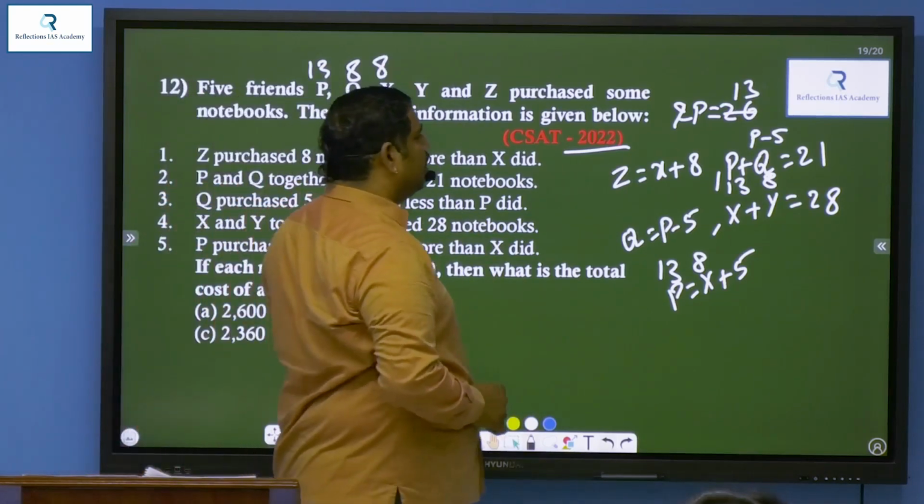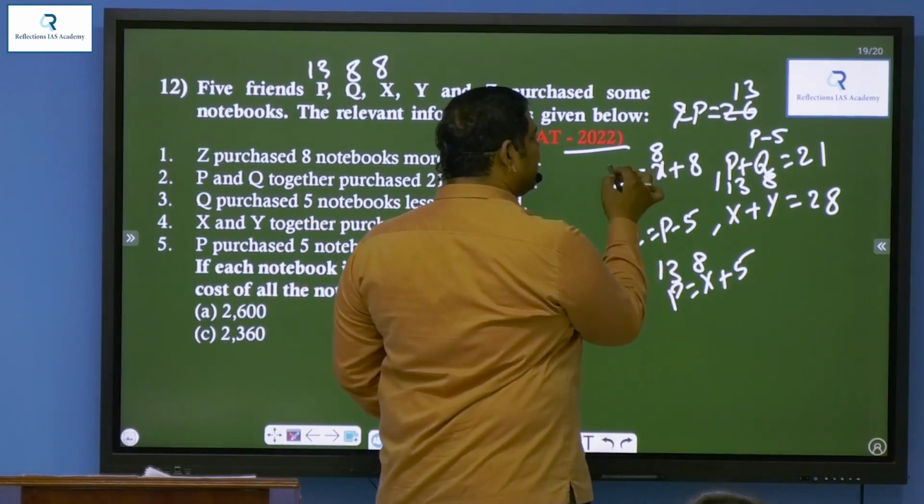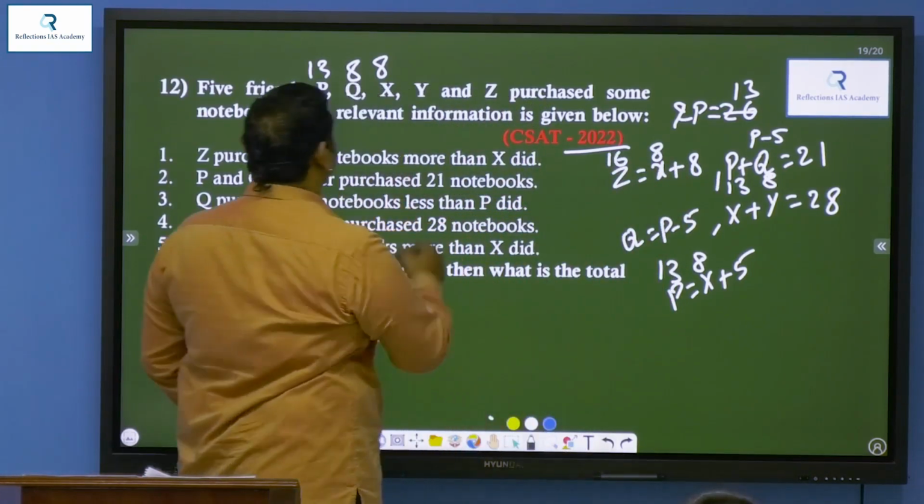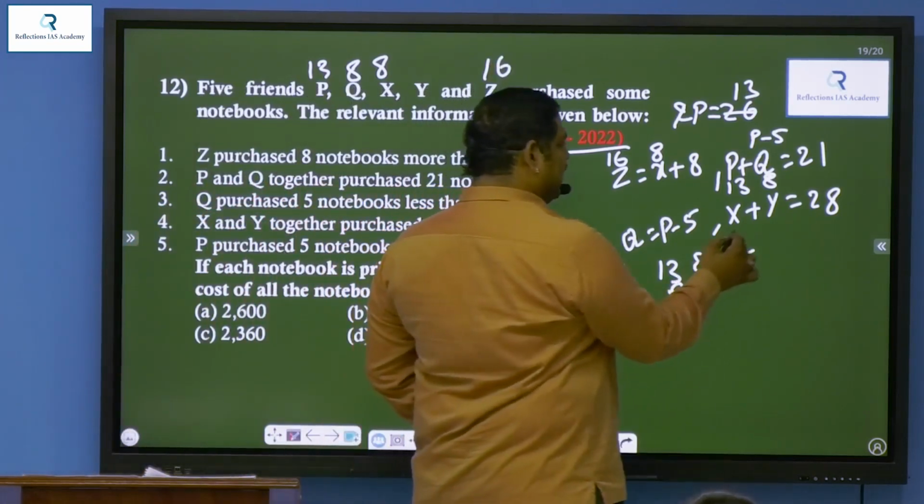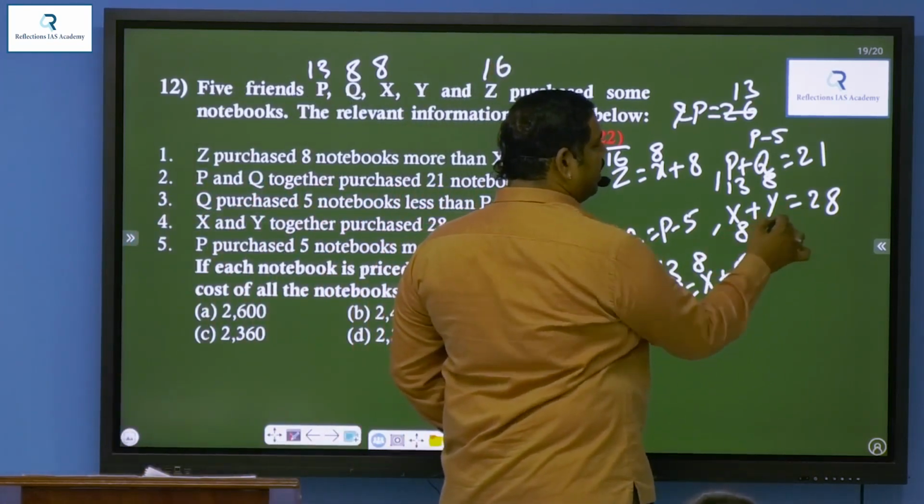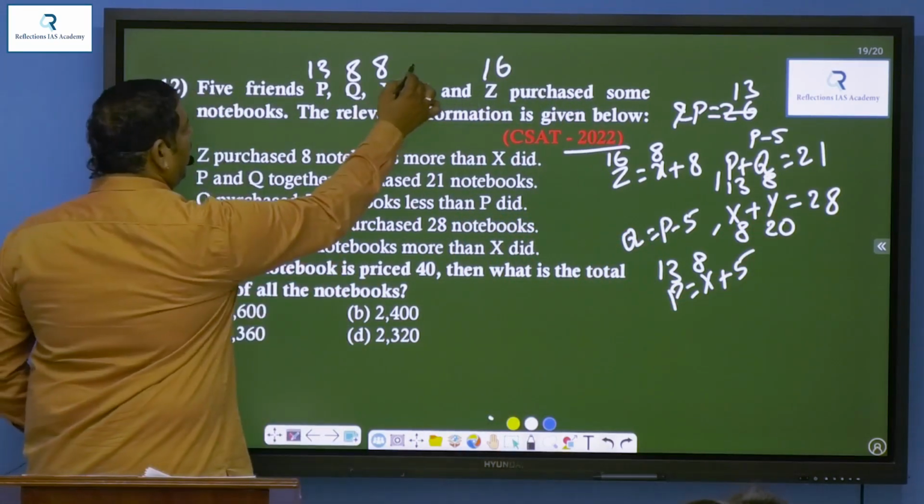Okay. Next one. So if you know the X value, substitute X as 8 here. What's the value of Z? 16. Z got 16. Okay. Next one. X is 8. X plus Y is 28. Means what's the value of Y? 20. How many notebooks did Y purchase? 20.